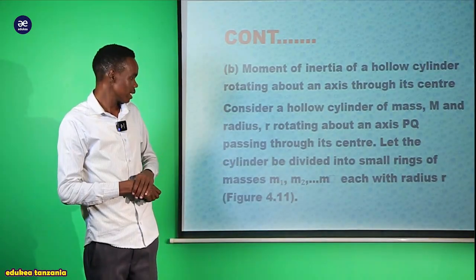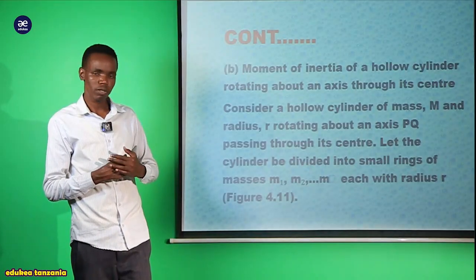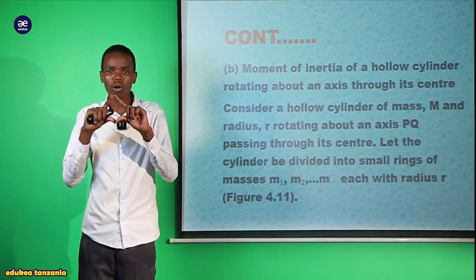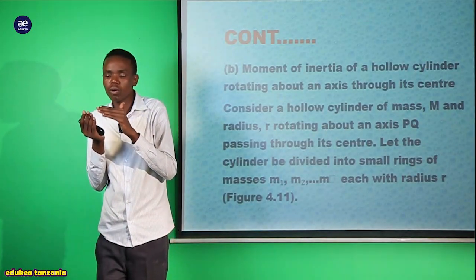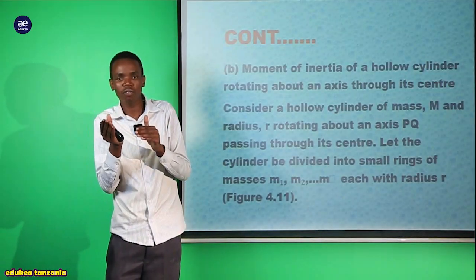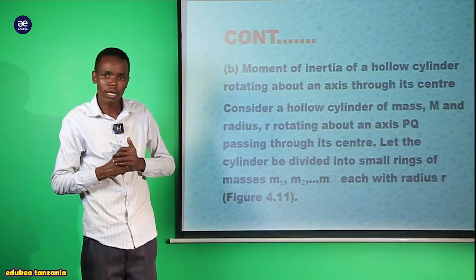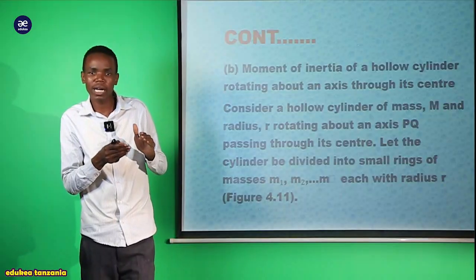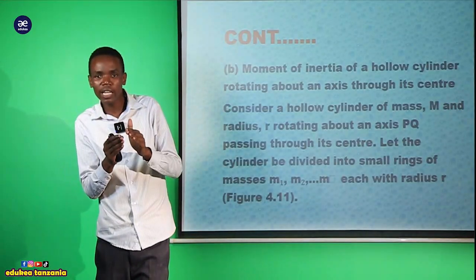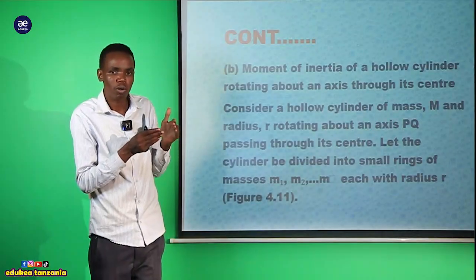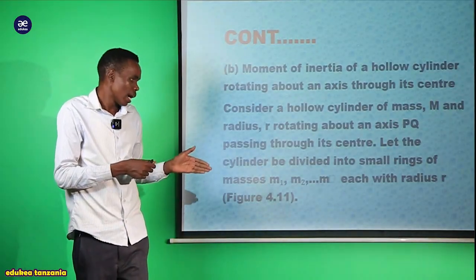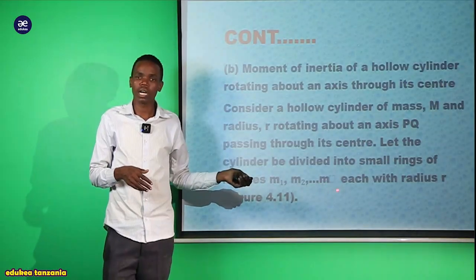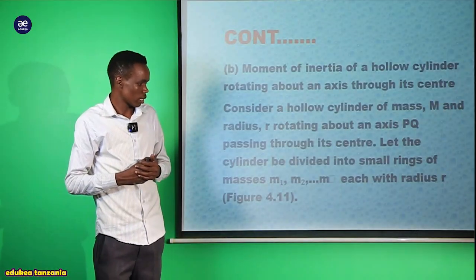As we observe, let the cylinder be divided into small rings. Imagine we have the hollow cylinder, and it is divided into small rings. Inside the hollow cylinder we have small rings, and each of those small rings contains its own mass. The first ring must have mass m1, and the second ring must have mass m2, and so on until the center ring. If we have several rings, we should expect n rings.